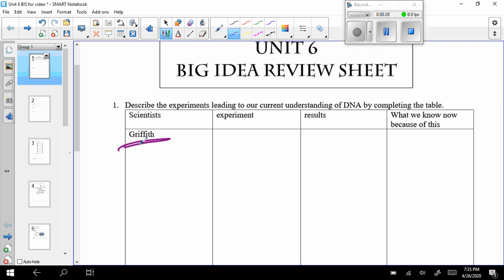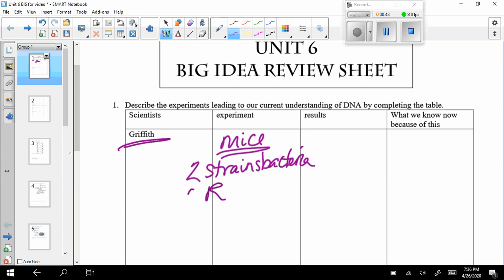So our first guy is Griffith. And he is the one that worked with the mice, and he had 2 different strains of bacteria. One was the R strain, which stood for rough. If you think about it, it had all of these little spikes on its edges. R strain bacteria did not kill the mice. But the S strain bacteria, S was for smooth, had a special capsule around them. So the immune cells couldn't really grab onto this bacteria, and it would end up killing the mice.